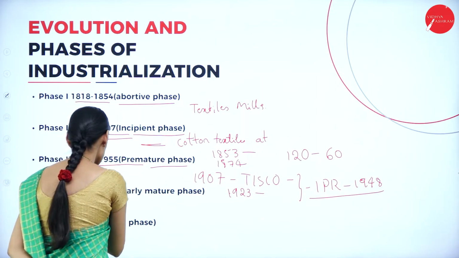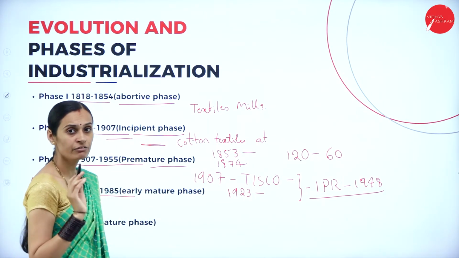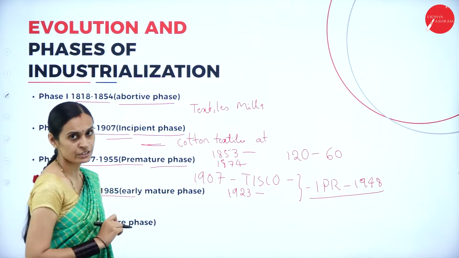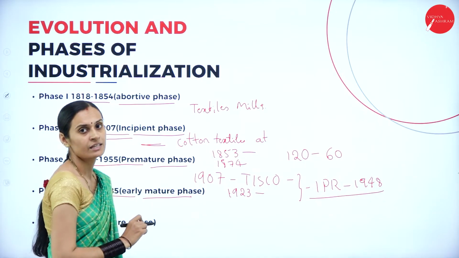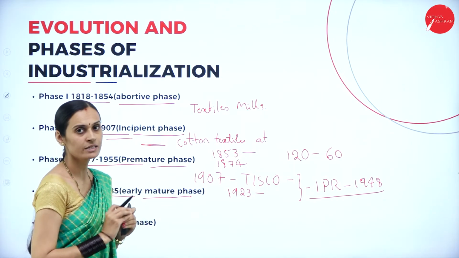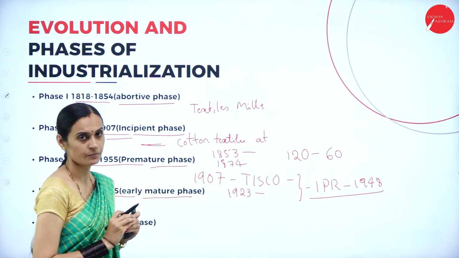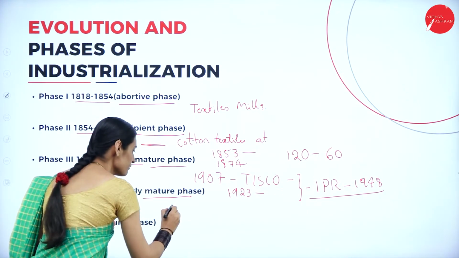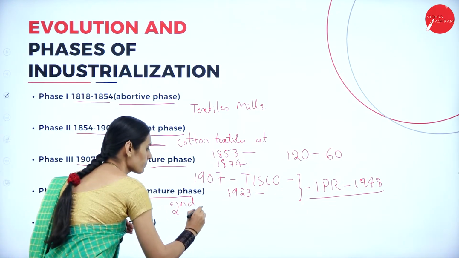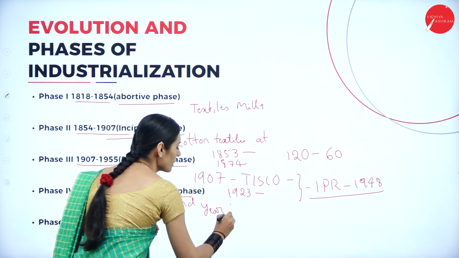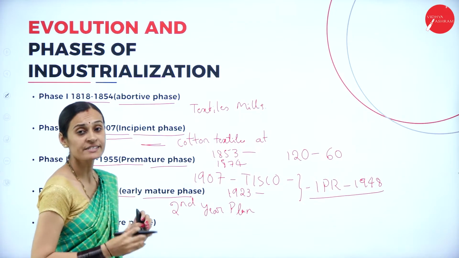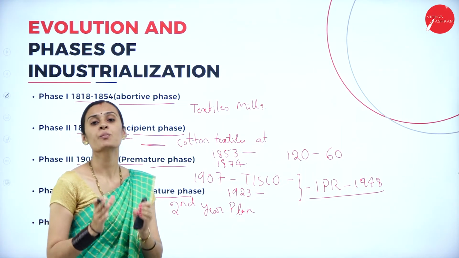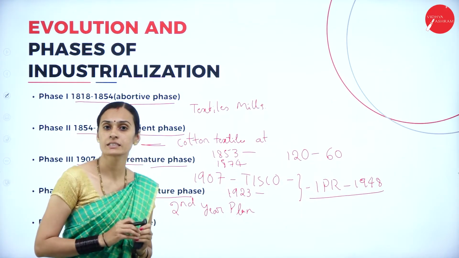And the fourth phase started from 1955 to 1985. It is called the early mature phase. We have started to develop in industrial sectors. During this period, the second 5-year plan started, and the second 5-year plan gave priority to industrial sector development.